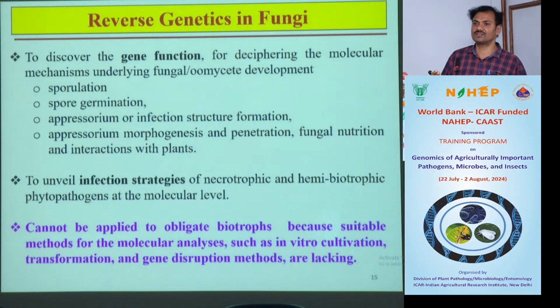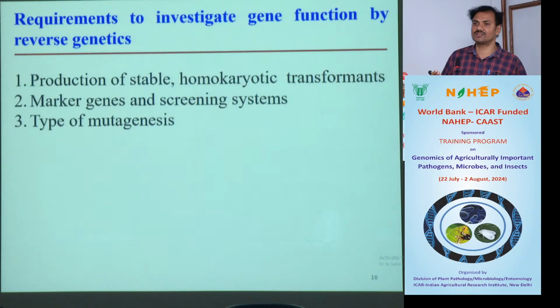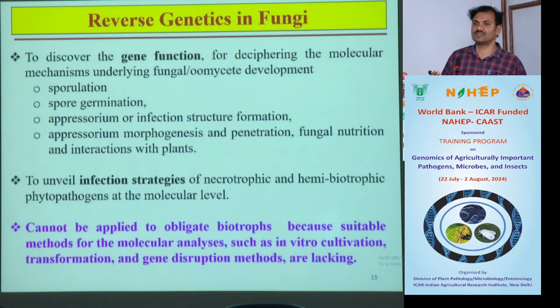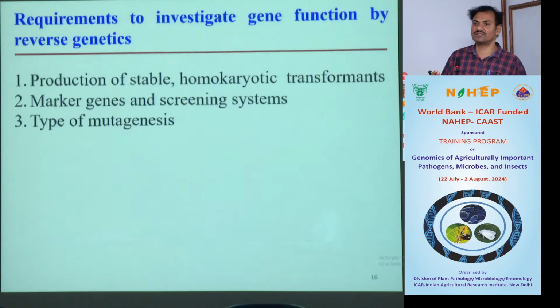So why is reverse genetics very common in fungi? As I already told, there are several advantages. You can read them here. And this is very much feasible in the case of necrotrophs and hemibiotrophs. Now, what are the requirements to investigate the gene function?